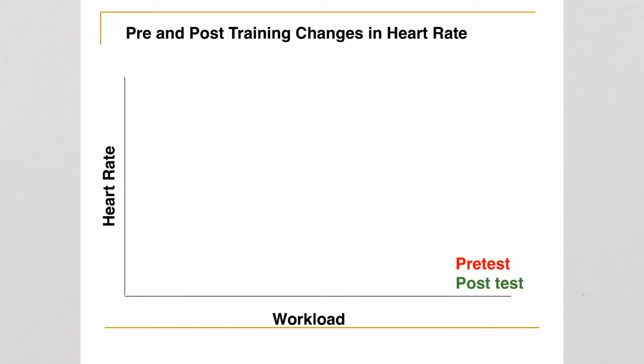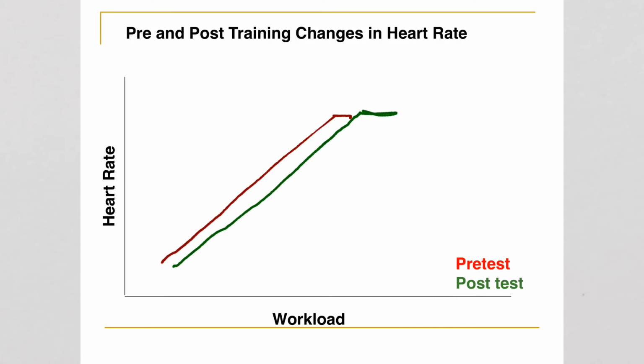So let's look at this as we go. We have pre-training, our heart rate and workload, and that's going to come up this way. And of course we'll max out there, right? We'll hit a higher max and stop as we keep going. If we think about this from post-training, what are we going to see? Well, we're going to see a lower heart rate to begin with, right? So it's going to be down here. Lower heart rate at each stage. Probably going to go a little bit higher, a higher workload before we hit that level and we max out.